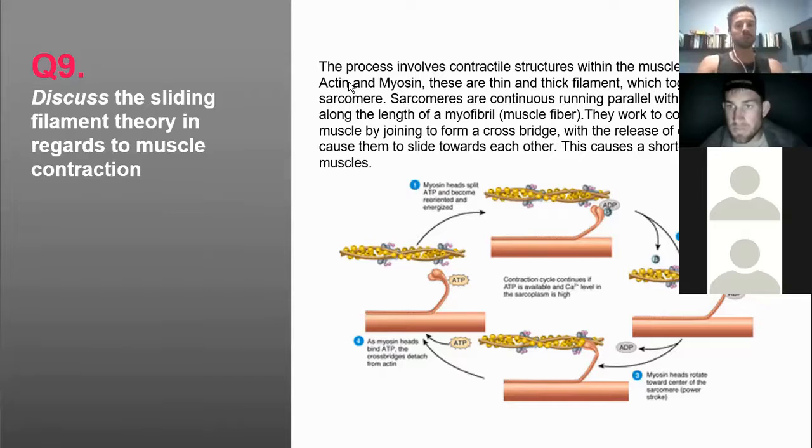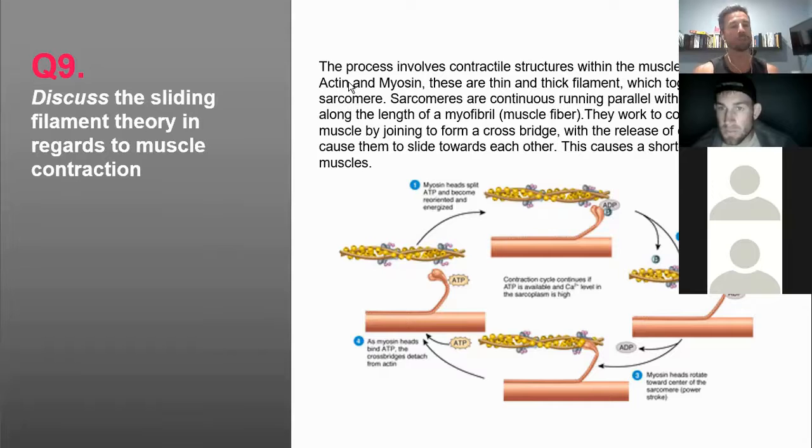So, the contractile structures of muscle fibers are called actin and myosin, the thin and thick filaments. Together, they're called a sarcomere. Hundreds of thousands of sarcomeres run all the way up and down the length of your muscle fiber. They pull on each other, release energy, and slide, and that causes shortening in the muscle. You can have a look and write that down from there.